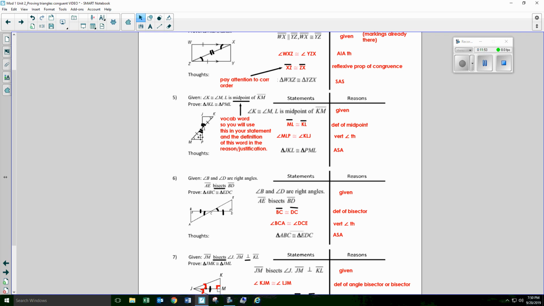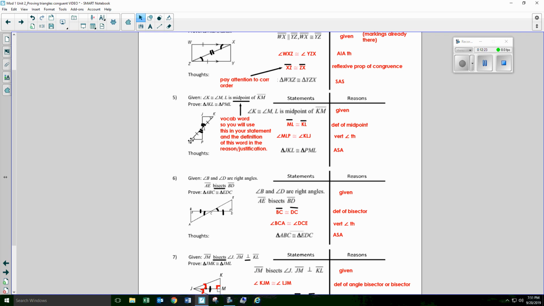Next, again, we have two triangles that touch. So we have vertical angles in the middle here. So we have vertical angle theorem. You're always looking for that. Okay, so I have to make that statement now. MLP goes to KLJ. Okay, got to have it in corresponding order. You could have gone the other way, and then it'd be the other way here. Okay, that's fine too. Vertical angle theorem.